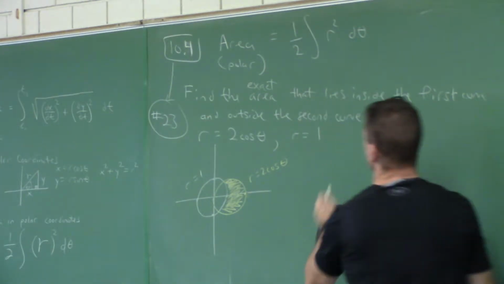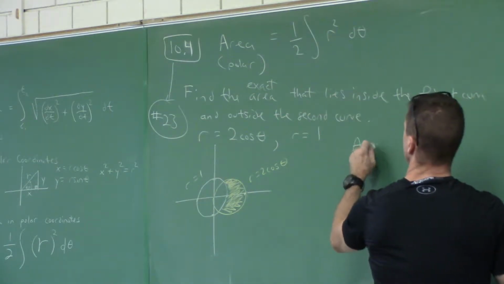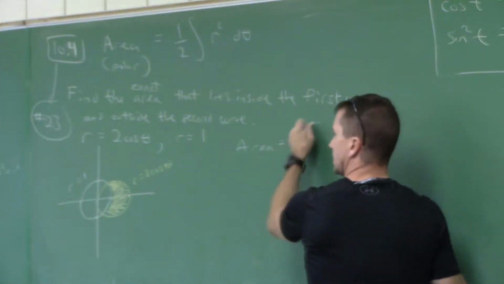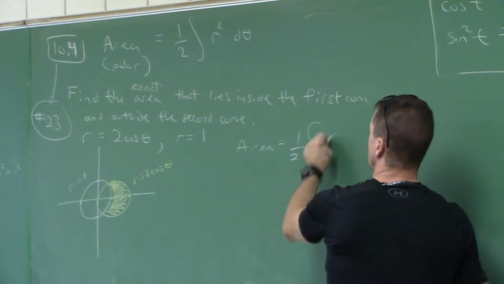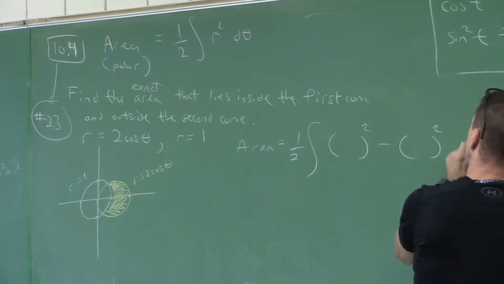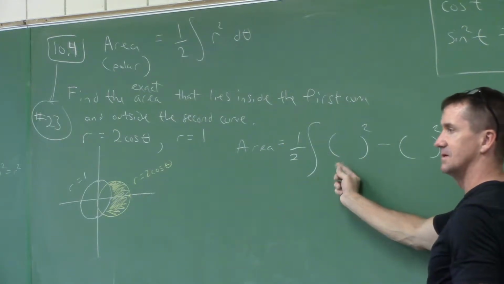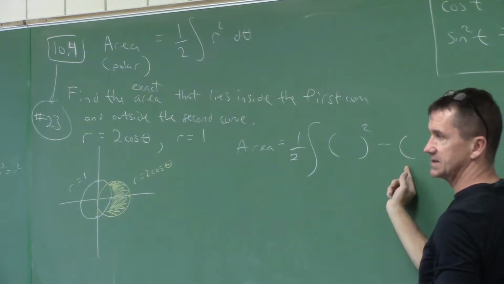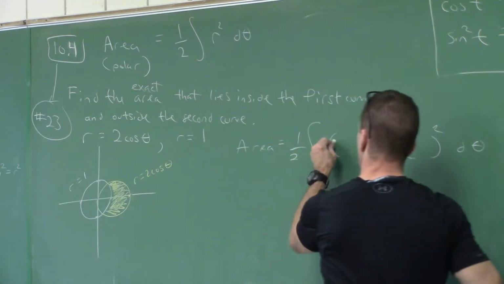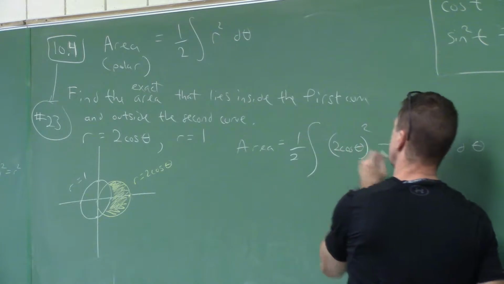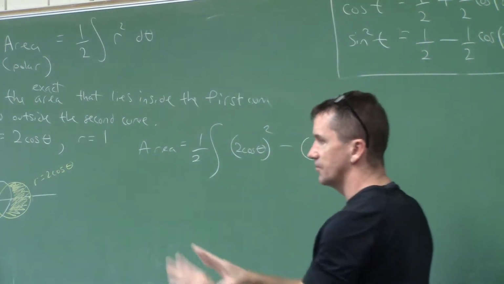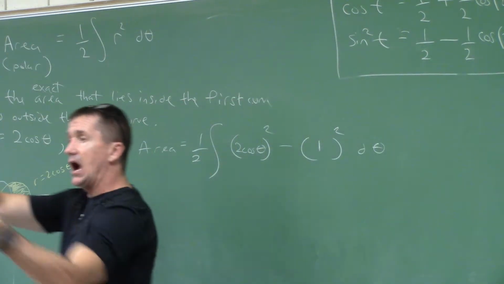What would it be? This area will be, first I've got to use this formula here. 1/2, put an integral symbol, but you've got to do the r squared minus the r squared d theta. Now who's the outer? This would make sure the answer comes out positive. The outer one's that one way out here, which was the 2 cosine theta. And who's the inner? Just a 1. So far so good? So it would always be outer minus inner, Connor.